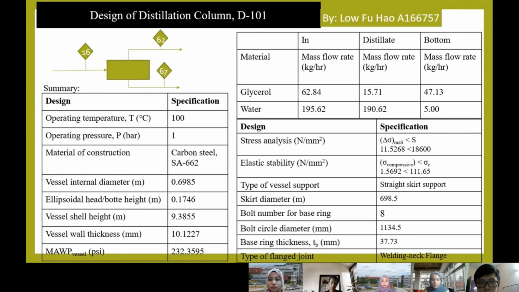The type of vessel support I chose is a straight skirt support, and the skirt diameter is 698.5 millimeter. The number of bolts for the base ring is 8, then the bolt circle diameter is 1134.5 millimeter, and the base ring thickness is 37.73 millimeter. The type of flange joint I chose is a welding neck flange. So, next.